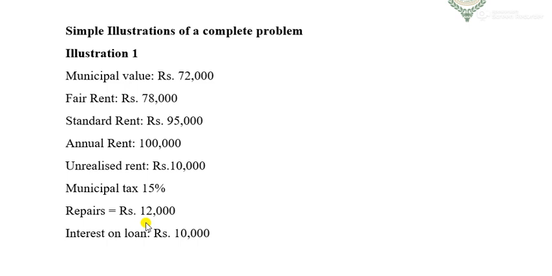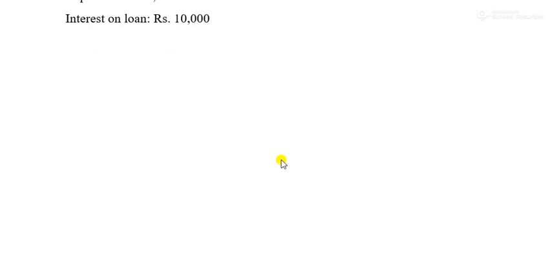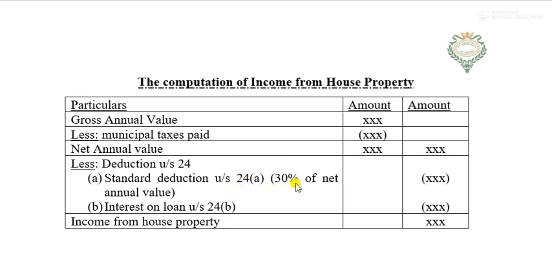Next, we have repairs. Now, what did I say to you about the repairs? That the assessee will not get any deduction for the repairs, insurance, or any kind of expenses that he incurs in the house. Right? He will not get any deduction for any expenses he incurs, because each and every assessee gets a standard deduction of 30% on the net annual value for those expenses. This standard deduction is given to the assessee whether or not they have incurred any expenses. They will always get this 30% deduction.